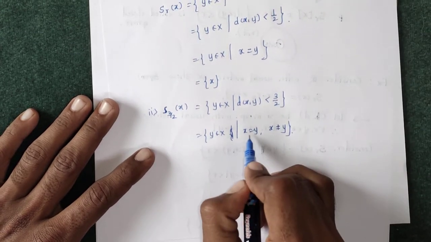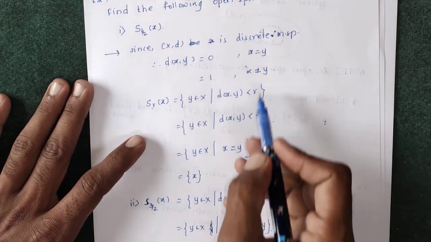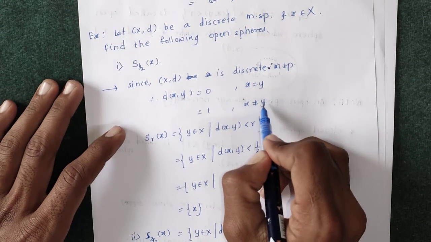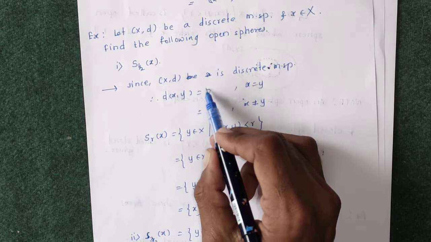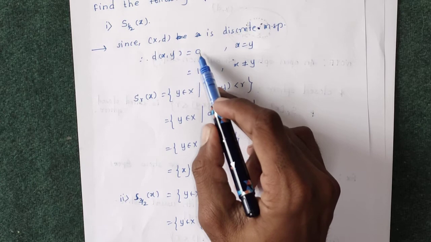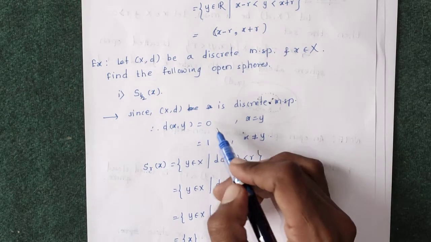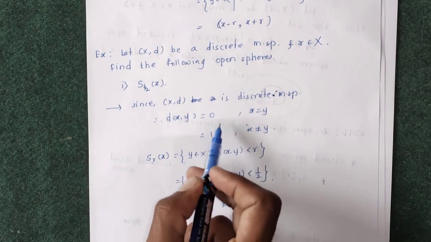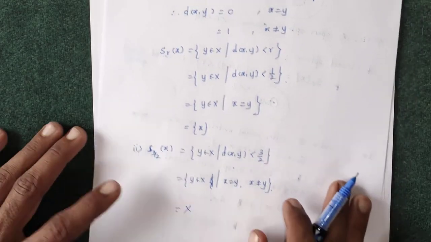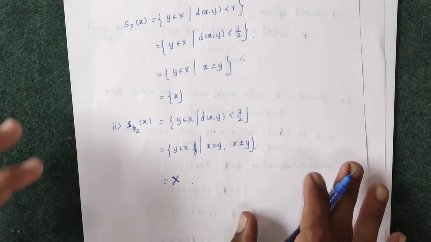So x equals y and x not equal to y, both possibilities are covered, which means this open sphere of x is the total X. All the elements of X are possible. Here x not equal to y and x equal to y give two possibilities, 0 or 1. Both are possible, because the distance of xy must be less than 3 by 2. 0 is less than 3 by 2 and 1 is again less than 3 by 2. Therefore, this whole metric space is covered in this open sphere, so that the open sphere of x is equal to the whole metric space, the whole set X.